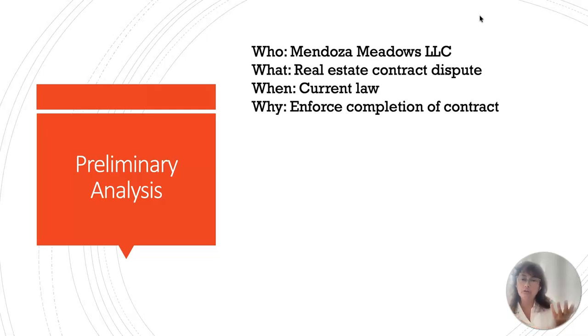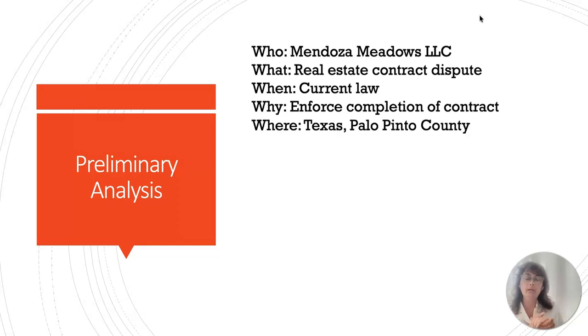And we already really talked about the why. We want to enforce the completion of the contract and the payment of that earnest money. So where did it happen? So this is our jurisdiction. So our jurisdiction is Texas. It's specifically in Palo Pinto County.